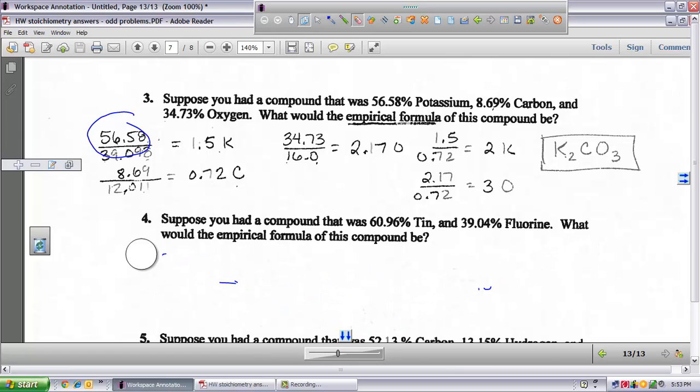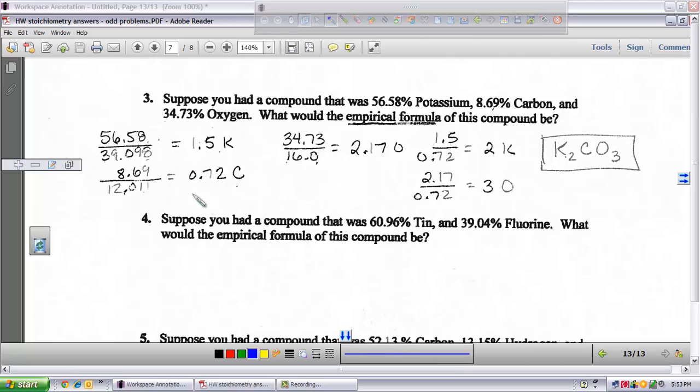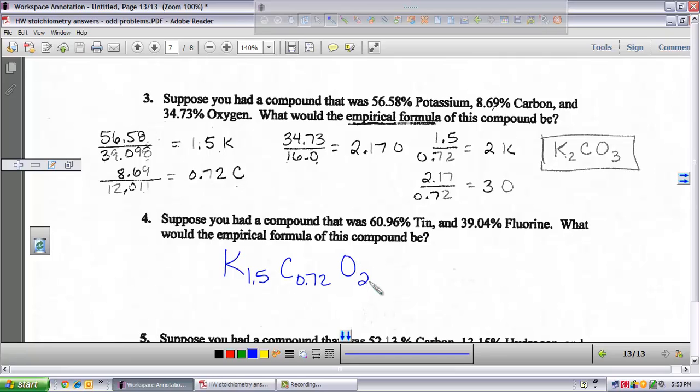But if you'll notice, when you do these calculations, the first time you do them, you may not get nice, neat numbers like 1 and 2 and 3 and 5. You're going to get some kind of weird looking numbers, like 1.5 is not so weird. 0.72 is looking a little weirder. So basically what you would have put down here is 1.5, 0.72, and oxygen would be 2.17 when you do these 3 calculations. Well, this kind of chemical formula just looks weird. We're just not going to use that. When you use a chemical formula or an empirical formula, you need whole numbers. You got to figure out how to make all these guys a whole number.